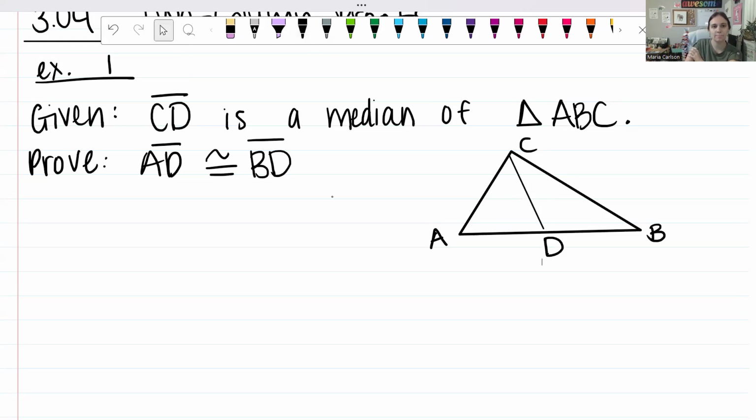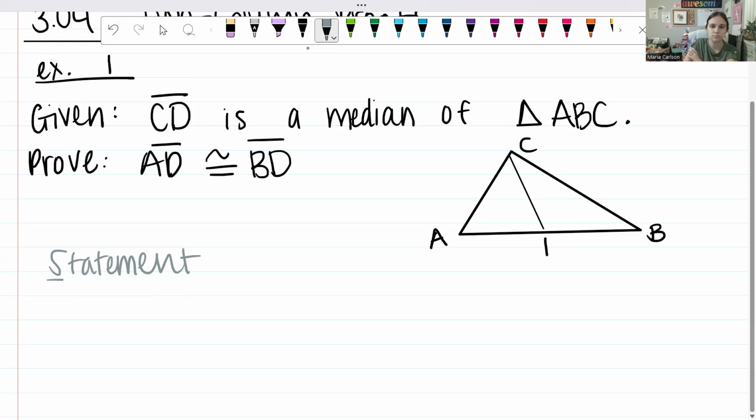All right. So we are going to start our proof. So a two-column proof has two columns. And I'm going to actually change colors. You have your statement column. And your reason.